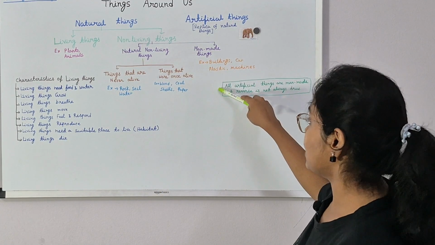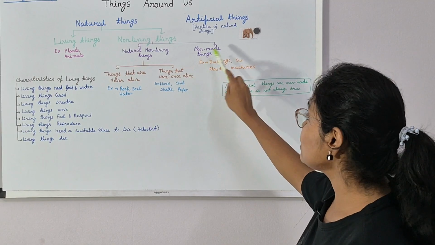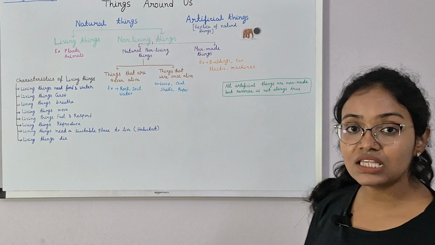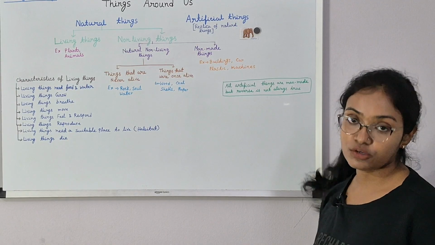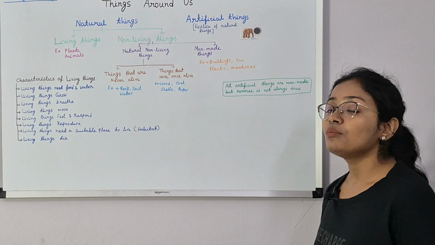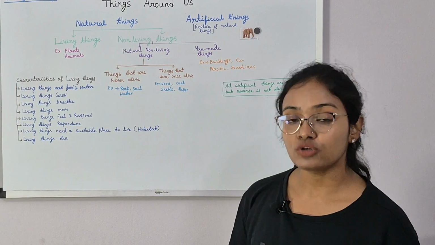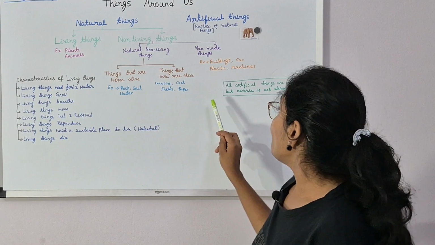Next we come to the man-made things. Man-made things are made by humans. Example, buildings, cars, toys, etc.